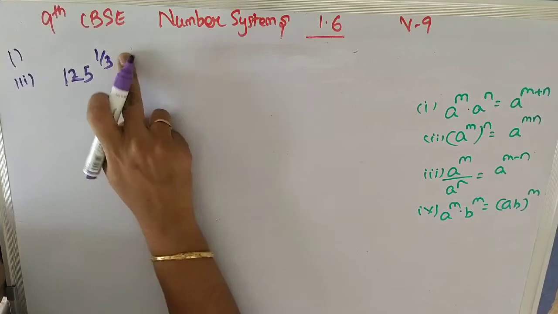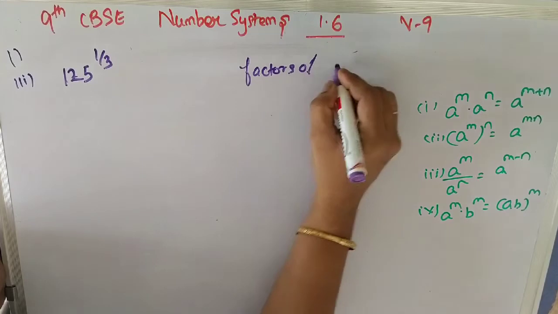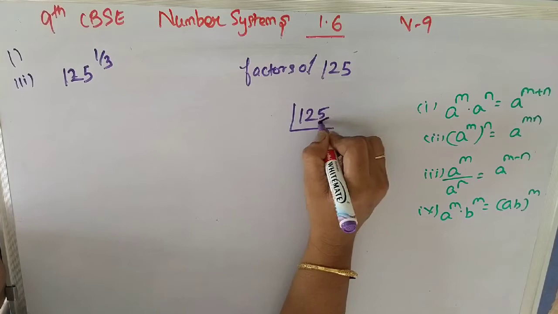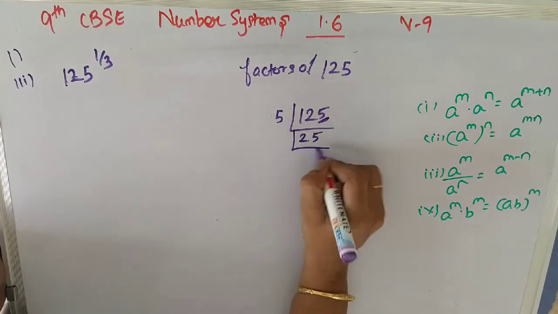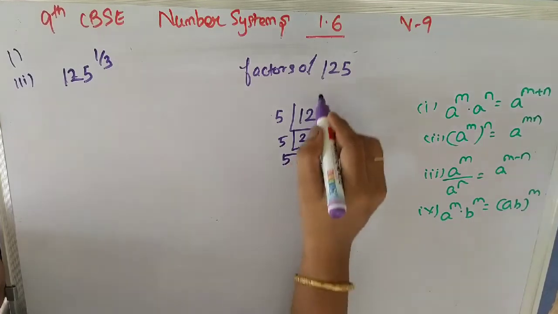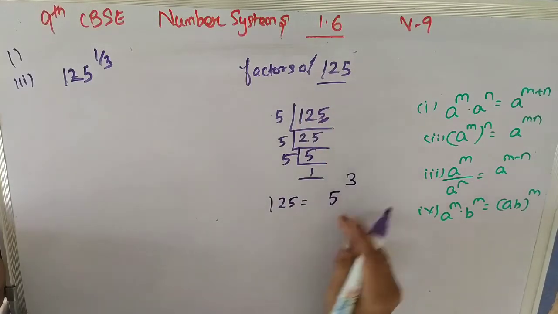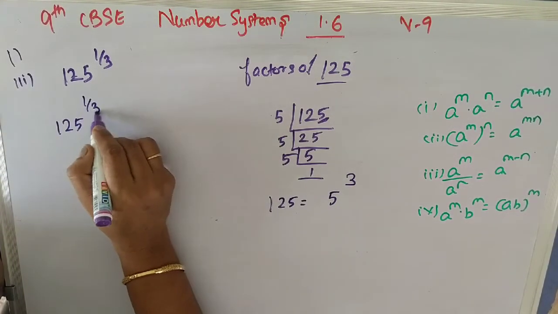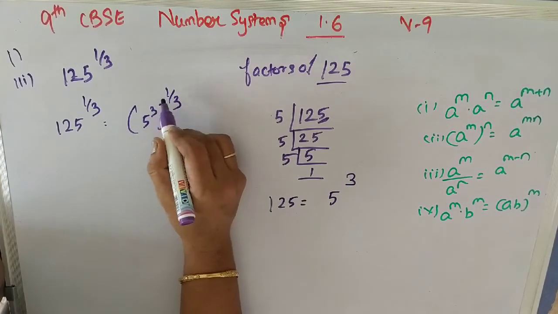Okay. Now let's go to the third question. 125 the whole power 1 by 3. But first thing, what should we do? Yes, very good. Find the factors of 125. The last number is 5, so I am dividing with 5 and I get 25. 25 divided by 5 gets 5 and 5 divided by 5 gives 1. Okay, now 125 can be written as 5 cube. I am going to replace the 125 in the question with 5 cube. So 125 power 1 by 3 is equal to 5 cube the whole power 1 by 3.